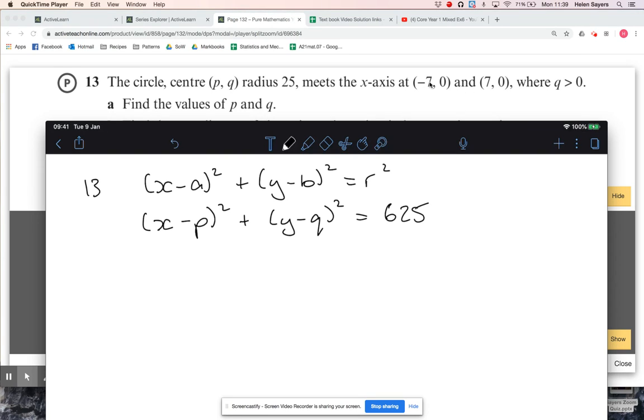They also give me two coordinates. If I substitute each of those in, I am going to have simultaneous equations that I'll be able to solve. So the first coordinate they give me is (-7, 0), and I think the fact that these are the same magnitude is going to be quite helpful. We'll see how we go. So when x is -7, y is 0.